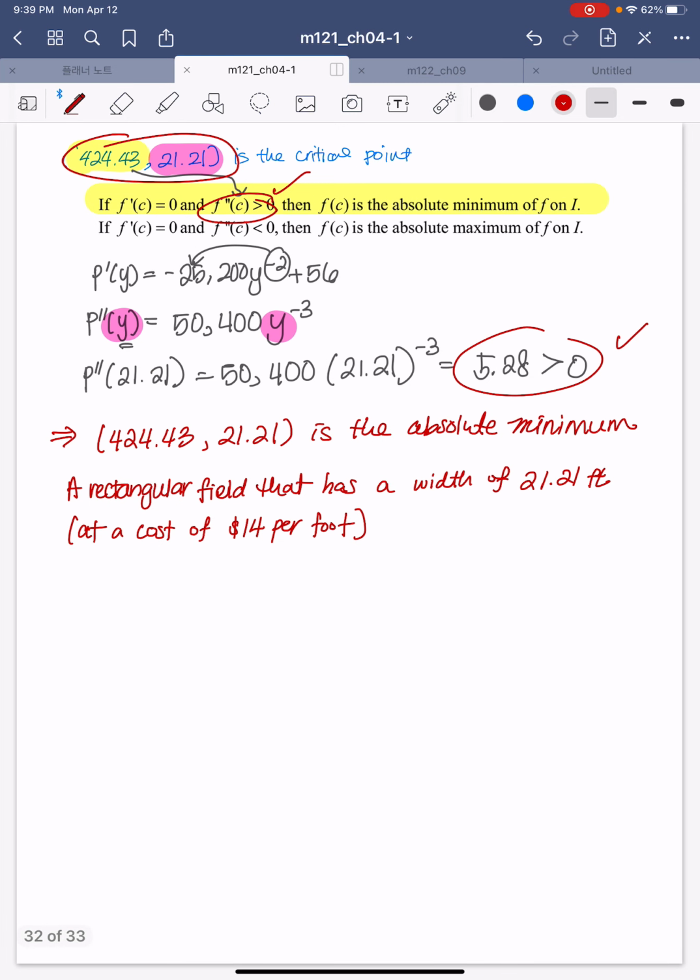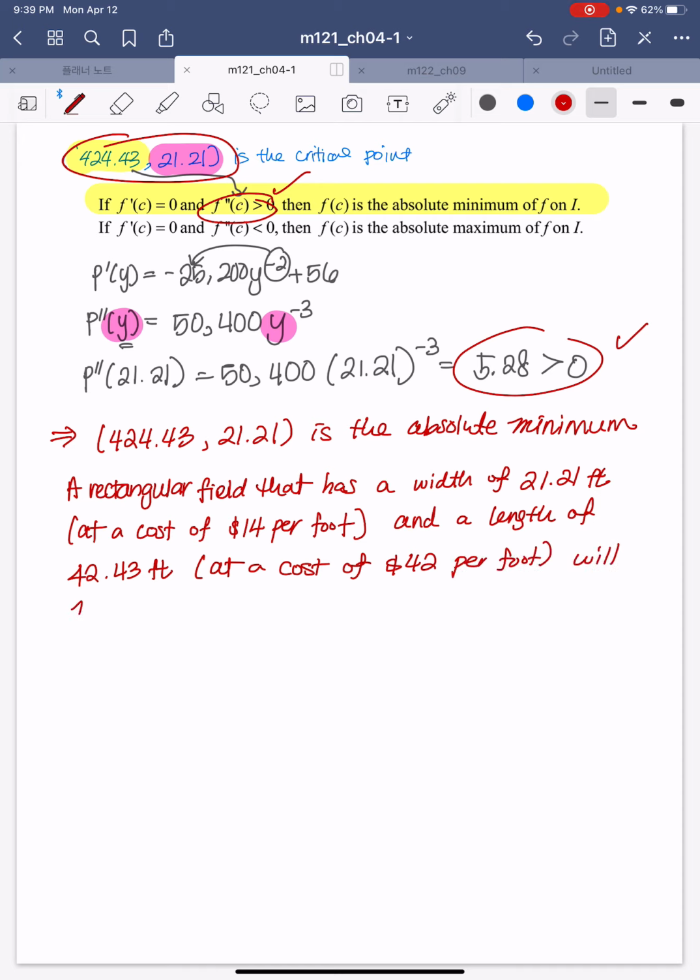And then we have a length of 42.43 feet at a cost of $42 per foot. Will minimize the cost of our fence. Okay. And that value is approximately, so how much does it cost?